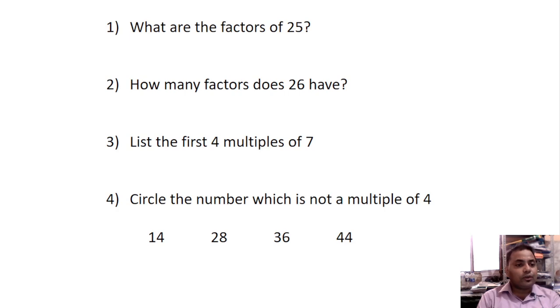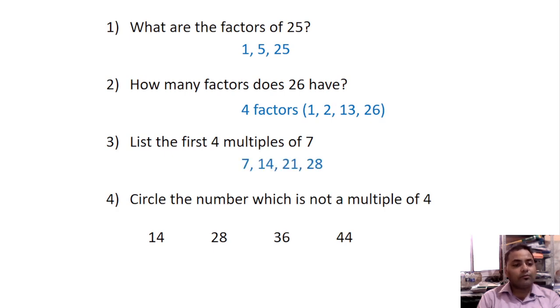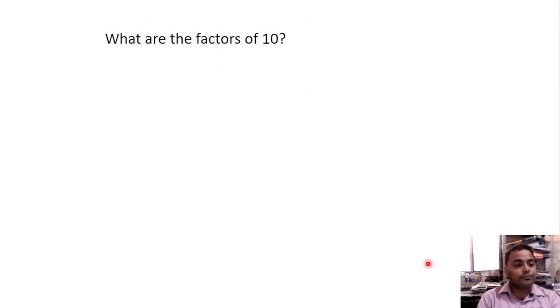What are the factors of 25? 1, 5 and 25. How many factors does 26 have? 4 factors: 1, 2, 13 and 26. List the first 4 multiples of 7: 7, 14, 21, 28. Circle the number which is not a multiple of 4, that is 14. 14 is not a multiple of 4, but 28, 36 and 44 are multiples of 4.